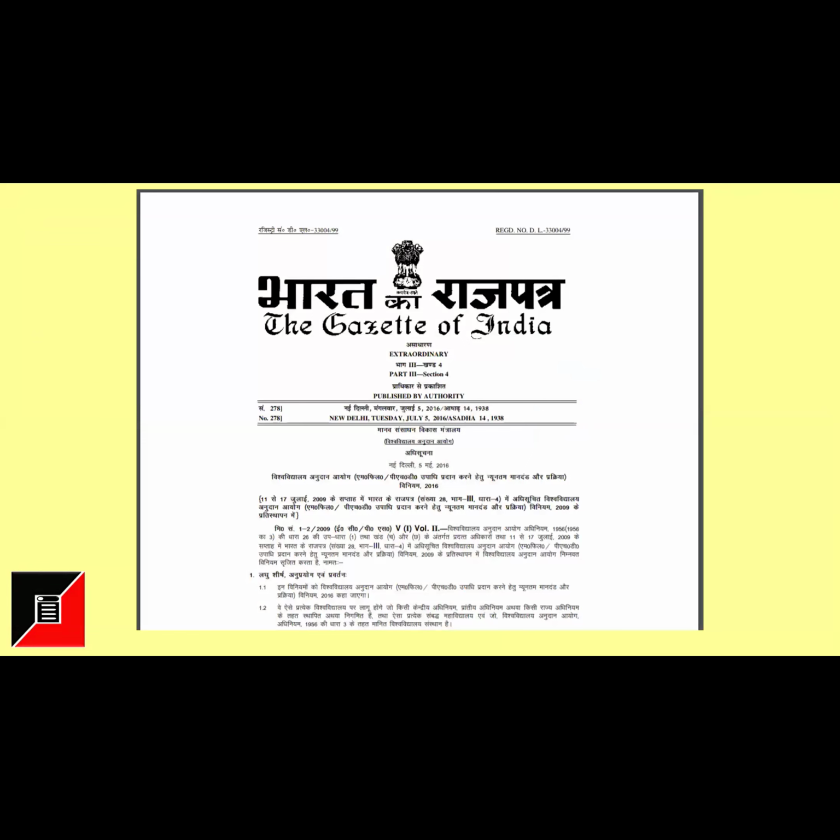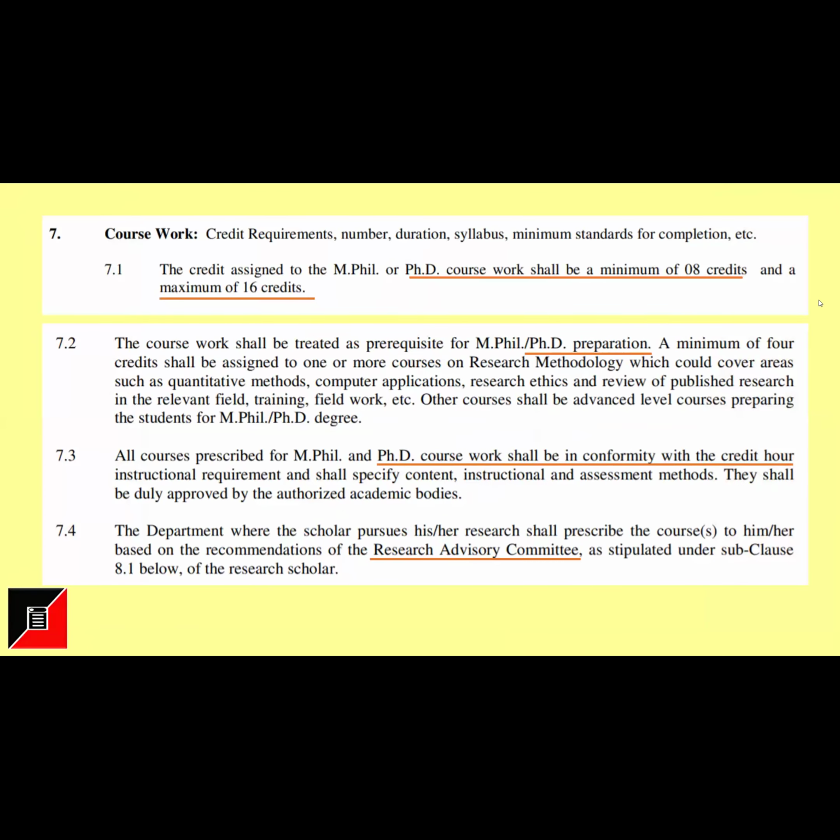So, the guidelines in India clearly mention the minimum credits. This is very important. For PhD coursework, the credit work should be minimum 8, maximum 16. And another important thing here is that the research advisory committee members explore your coursework, all credits and all. That is very basic information.